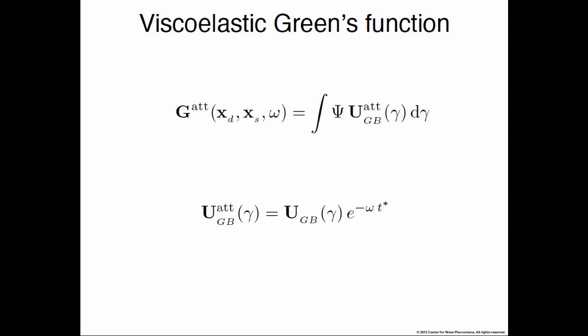The weighting function that was in the last slide remains the same, but instead of this elastic beam, we have this so-called dissipated or attenuated beam. And the attenuated beam simply has an extra term multiplying the elastic beam, which is e to the power minus omega t star, which is the dissipation.